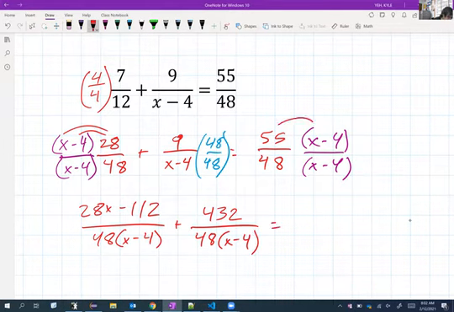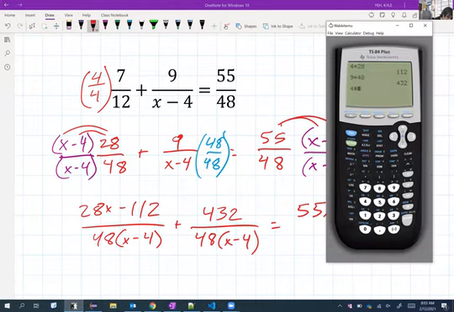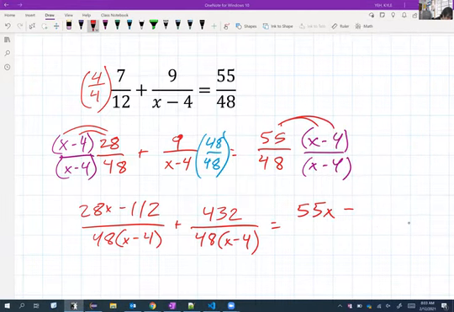Is equal to 55x minus 4 times 55, 220, over 48 times x minus 4.